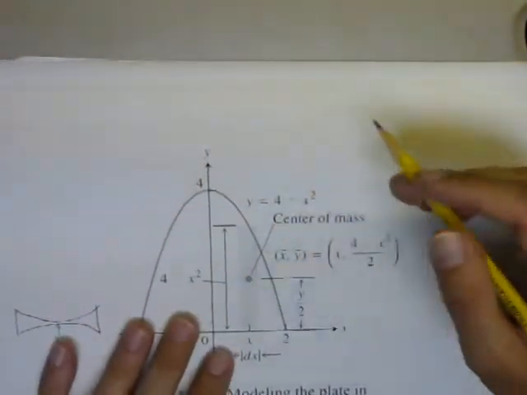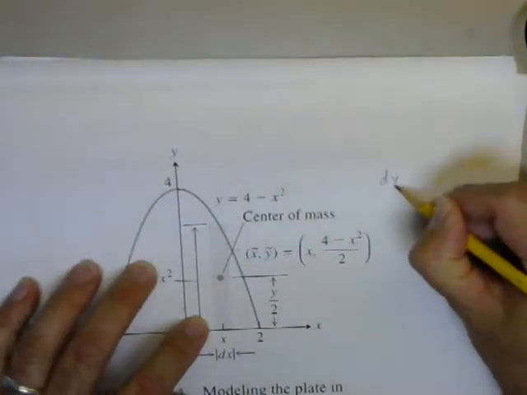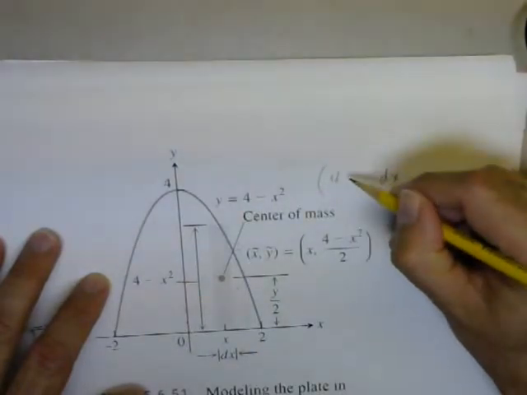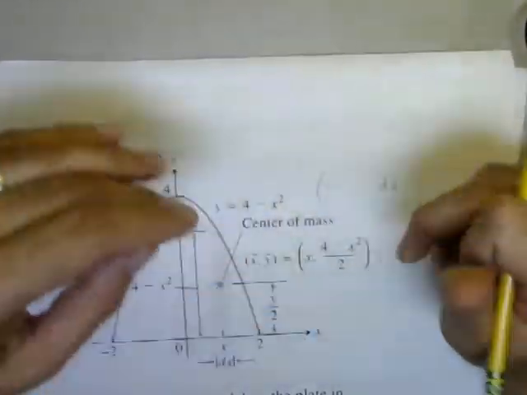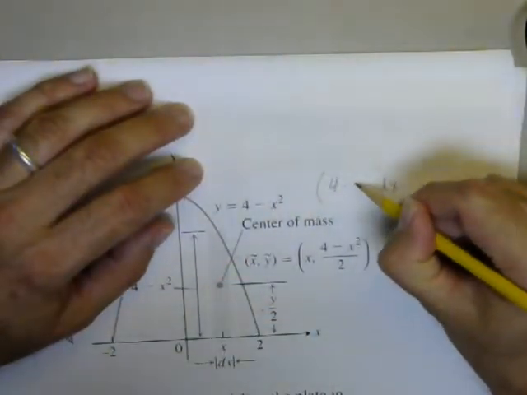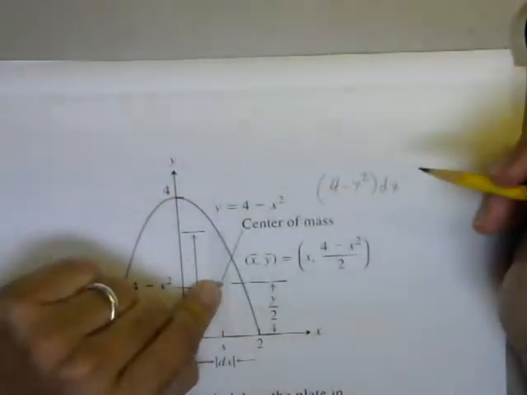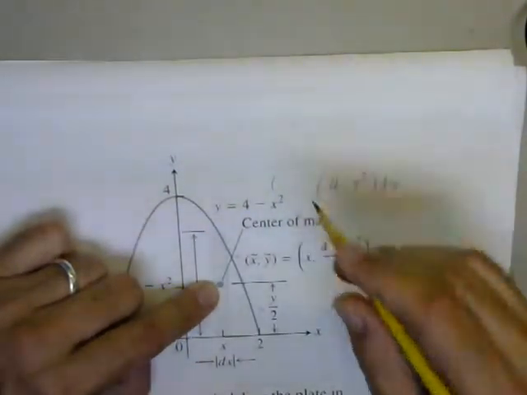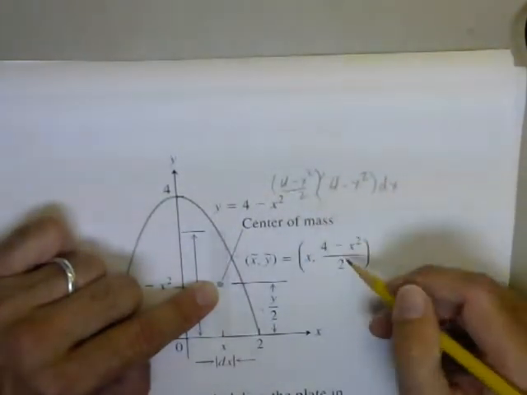So again, the mass of the strip here is just going to be dx times 4, times the height of the strip, right? Which is given by 4 minus x squared. So that's the area of this rectangle. And then you're having to multiply it times the center of mass of the strip, which in this case is (4 minus x squared) over 2.